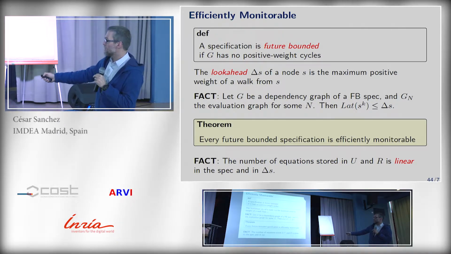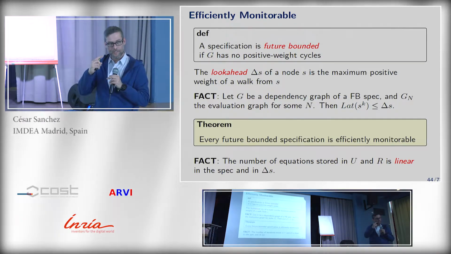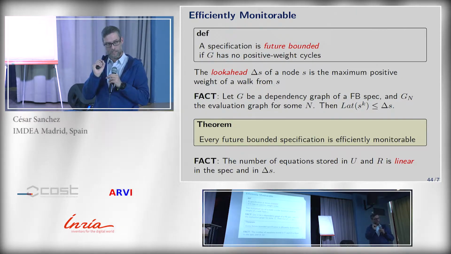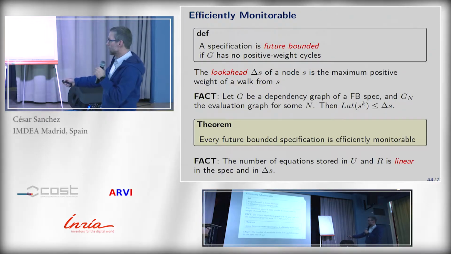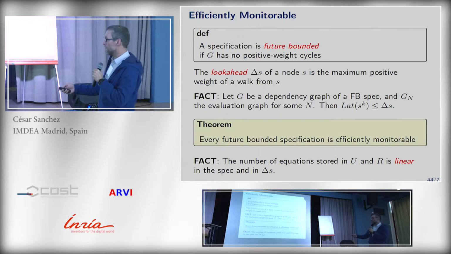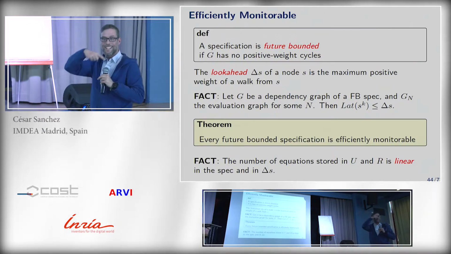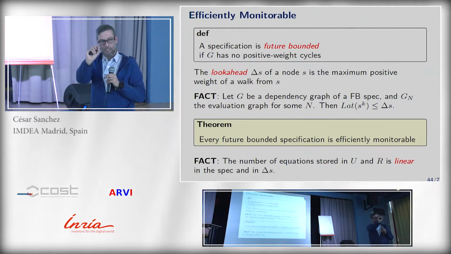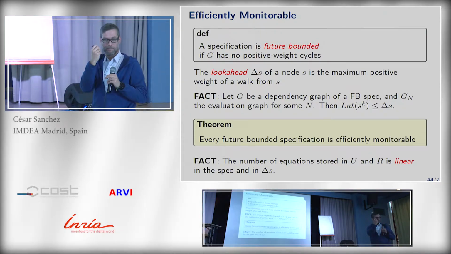By looking at the dependency graph, you can compute the maximum traverse that is positive from a given node. If you have a cycle, that's the length of the cycle. But you know that the latency is bounded by that. In particular, if you have no positive weight cycles, you only have negative cycles, the only positive paths that you can have cannot be cycles, right? Are you with me?